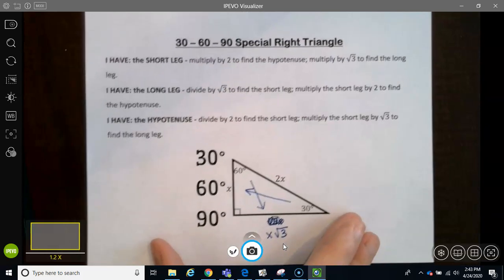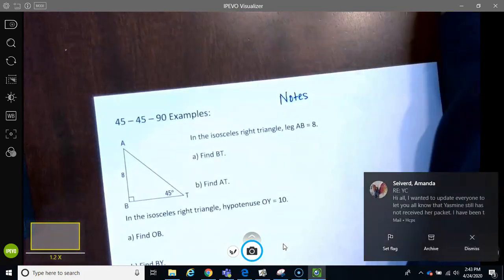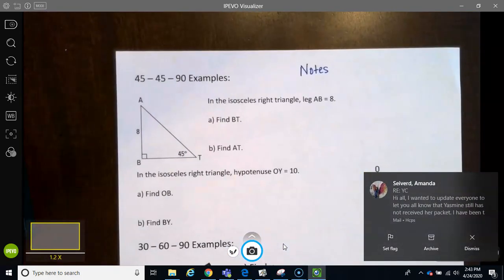So we're going to use those representations to help us find missing sides of special right triangles. So, continuing on with our notes.